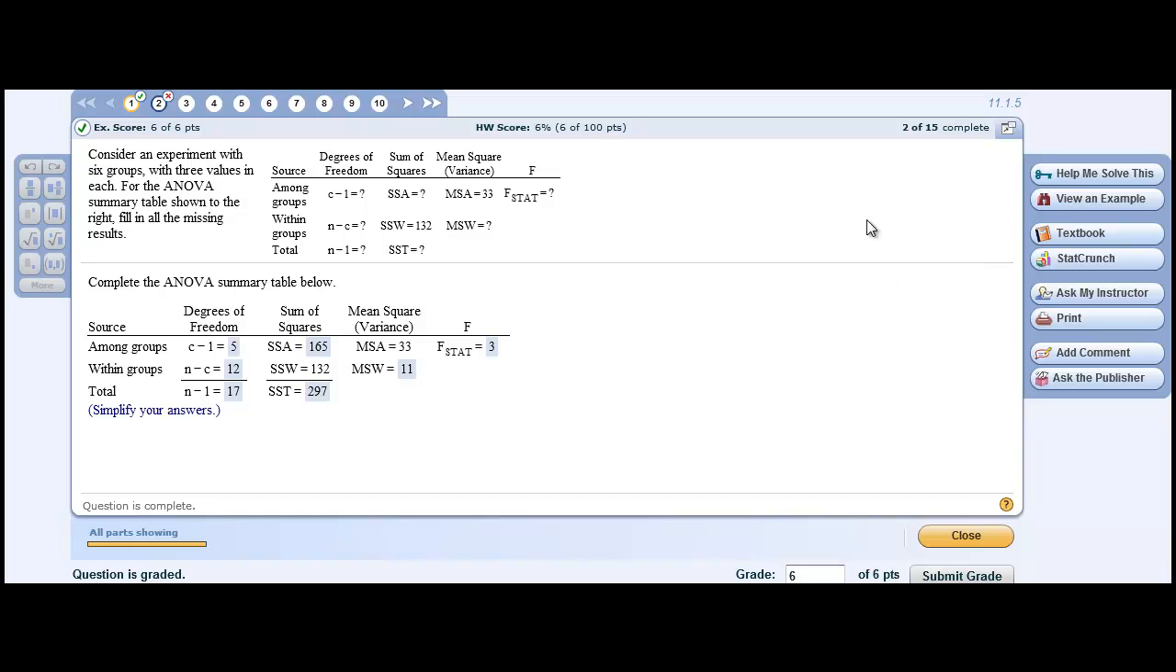And for any problem that you have, all this help is over on the right. Help me solve this. View an example. You can see the part in the textbook at which this problem you can get information. And you certainly at this point should have read your textbook about ANOVAs, because once you understand ANOVAs, then you can just come in and work this problem very quickly. Let's view an example.